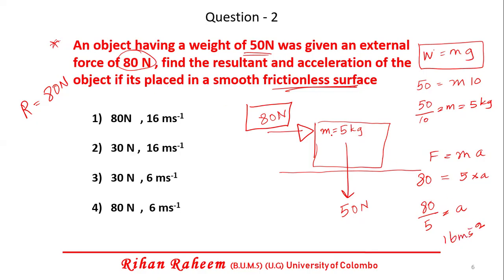Here there is a small mistake. Everything has become m/s minus 1. Acceleration units are m/s². Change everything to m/s². That is when typing it has accidentally got m/s minus 1. So the answer will be the first one: 80 Newton resultant force, acceleration is 16 m/s². From the weight of the object, we are able to find the mass of the object.